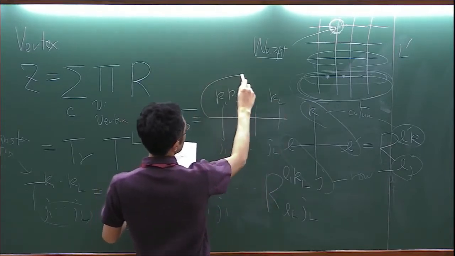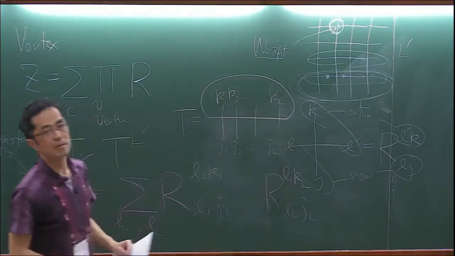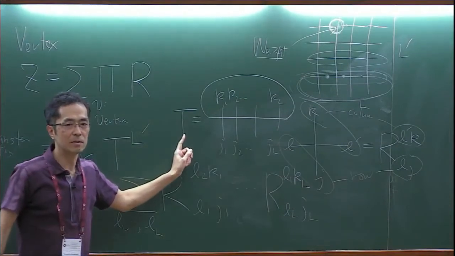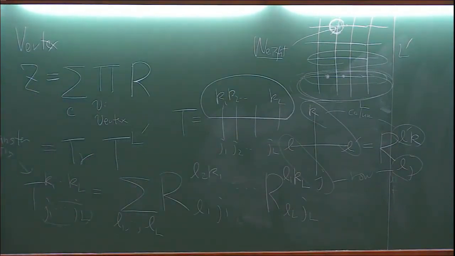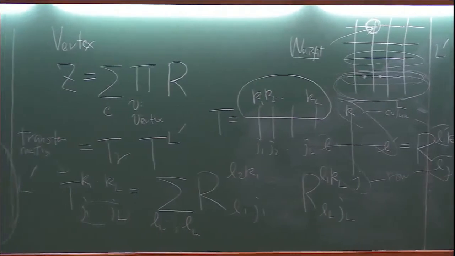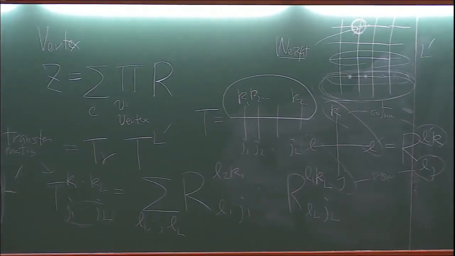And then the periodicity, maybe written like this. So this is the graphical representation of the transfer matrix here. Okay. And then, for this vertex model, again, we are, of course, interested in calculating this free energy per unit volume. Then we consider the L and L prime goes to infinity limit.